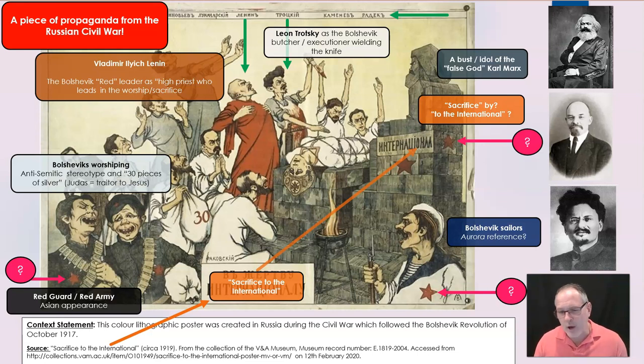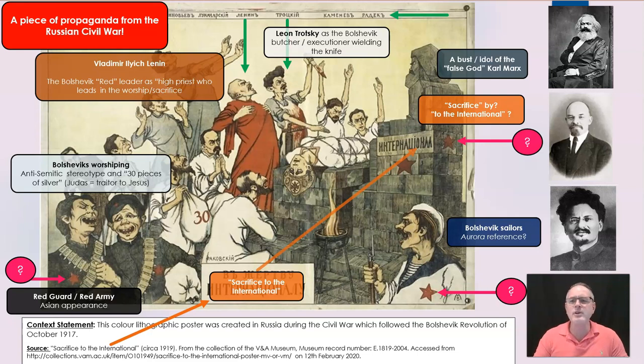Everyone around them we've now identified is in some way a Bolshevik. Some of them are named, some of them are not. We've got Bolsheviks generally in the background here, all worshipping at this altar of the false god of Marxism, of the internationalism of Marxism, the international itself.